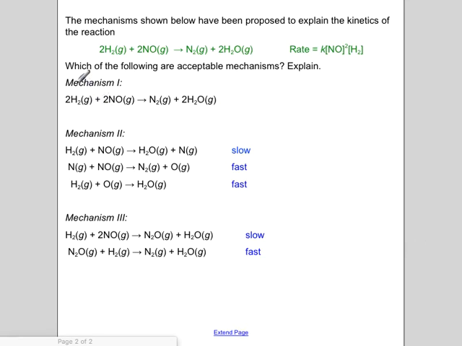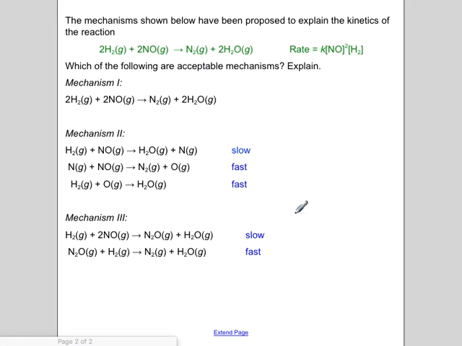There's mechanism 1, it's got one step. Mechanism 2 has these 3 steps. We know if they're slow or fast. Mechanism 3 has 2 steps. We're supposed to say which of them are acceptable, which kind of makes it seem like maybe more than one could be acceptable, and we're supposed to explain. All right, so we need to check each one and decide if it is plausible.